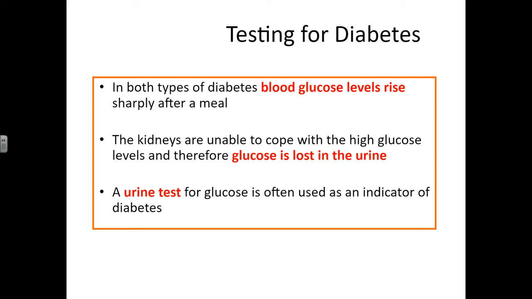In both types of diabetes, blood glucose levels will rise sharply after a meal. So the kidneys will remove some of the glucose. Glucose shouldn't really be getting into your pee as much as this. So it's quite a good way to test for diabetes by dipping someone's urine, looking for glucose.